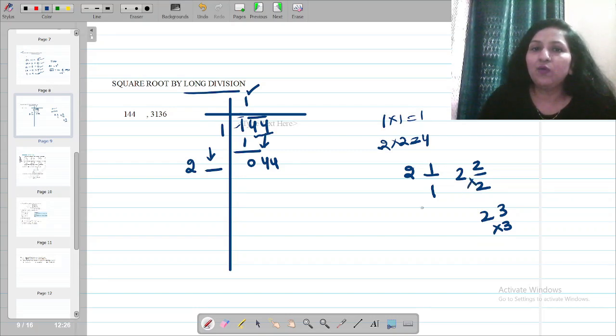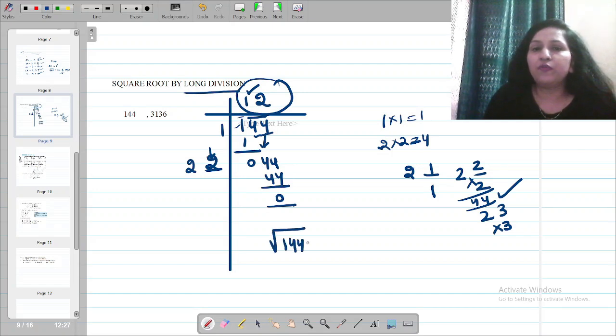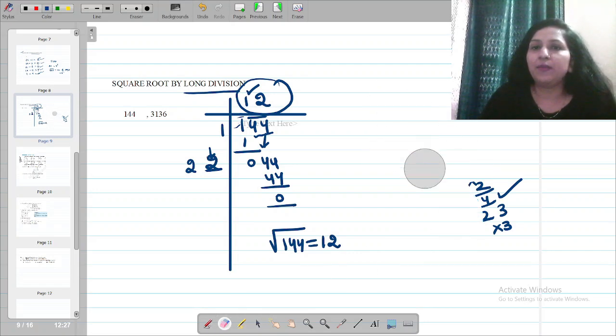Now 21 into 1 is 21. It is less. Of 22 into 2, it is 44. Am I getting the same number? So I will put 2 here, 2 at the top. So 22 into 2, I'm getting 44 and the difference is 0. So this is your answer. Under the root, 144 is equal to 12. Okay, let's do one more question based on the same concept.